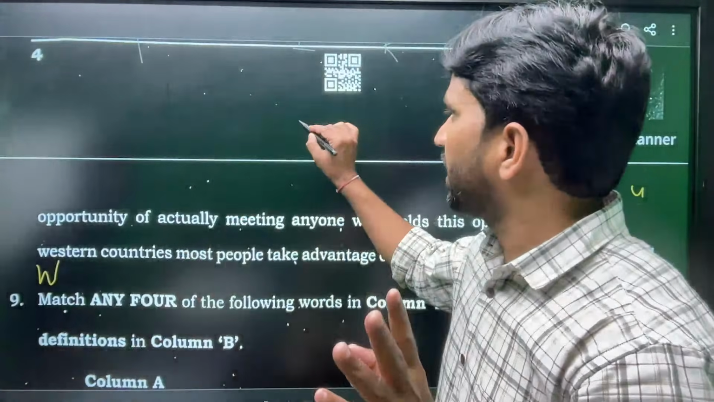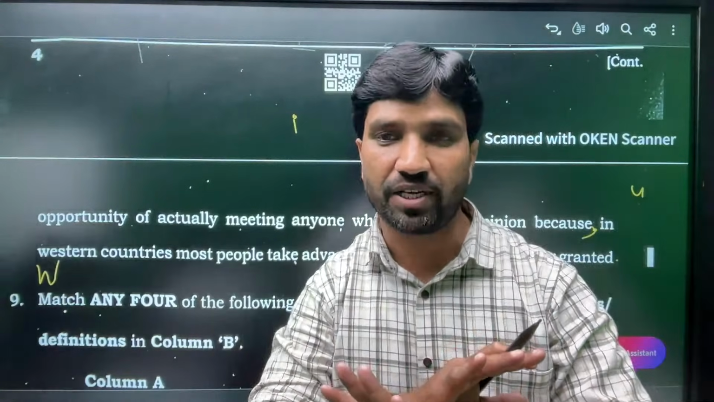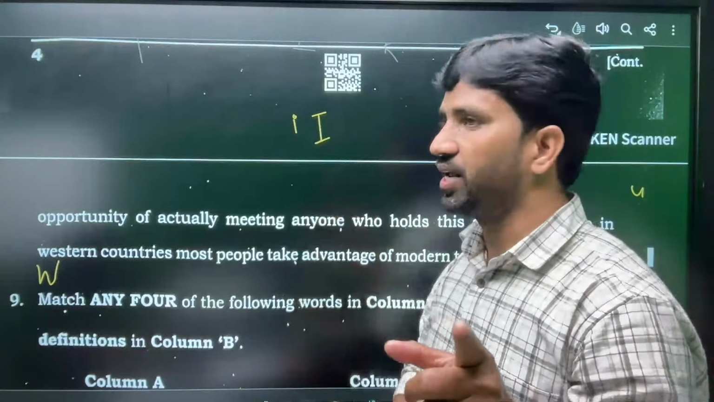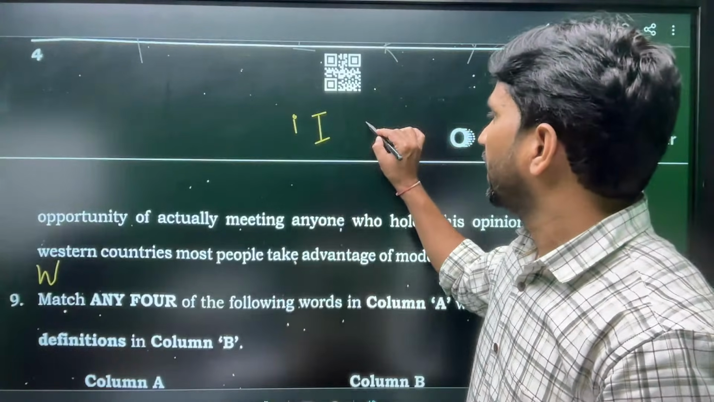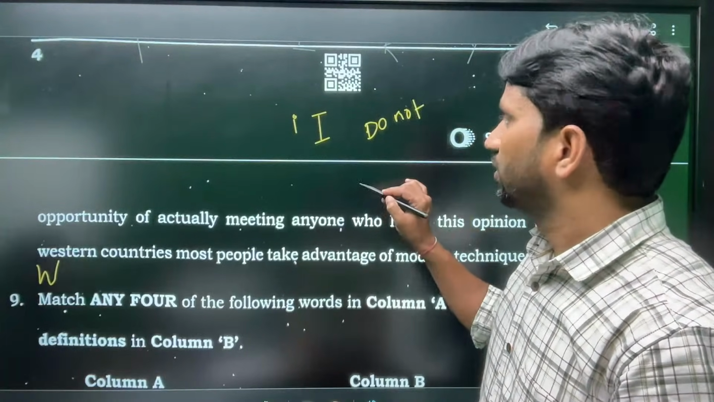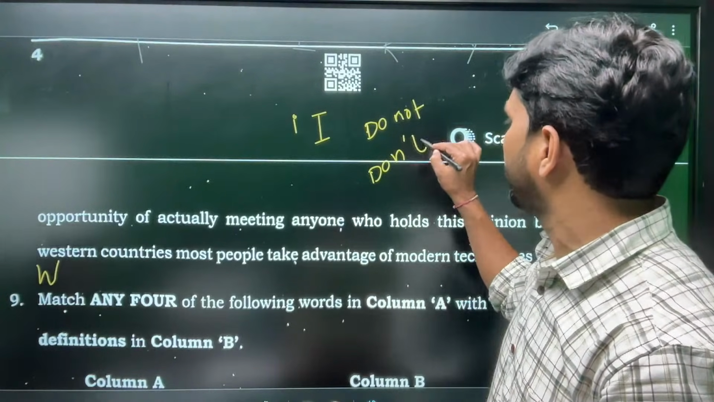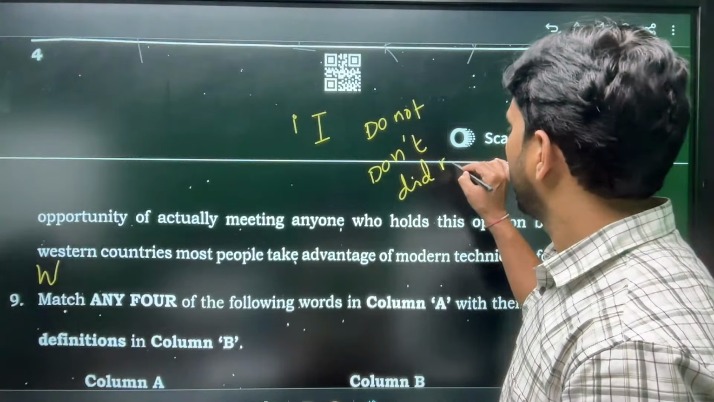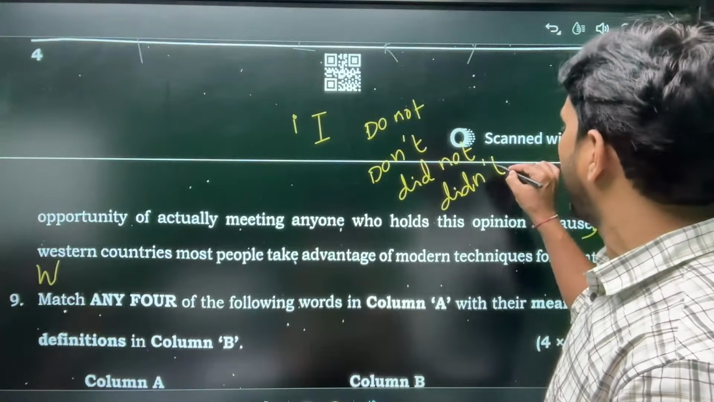And if you find a small i anywhere, just make it a capital I, because the single pronoun never stays as a small letter. So wherever we find a small i, just convert it into a capital I. And find the proper nouns. If you find a helping verb with not, for example, do not, don't. Do plus not, apostrophe, and make it t. For example, did plus not has been given, so we write didn't, apostrophe and t.